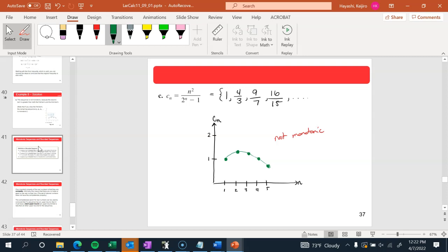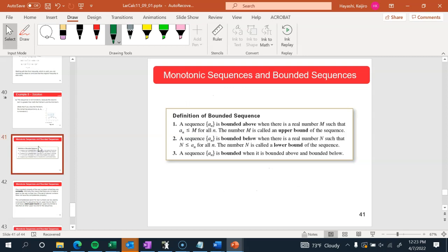So that's monotonicity. Now, boundedness is a property of sequences where you're basically saying the sequence never goes above this number, or the sequence never goes below this number. So a sequence is bounded above when there is a real number m such that a_n is less than m for all n. All that's saying is that a sequence is bounded above if all terms are less than some number.